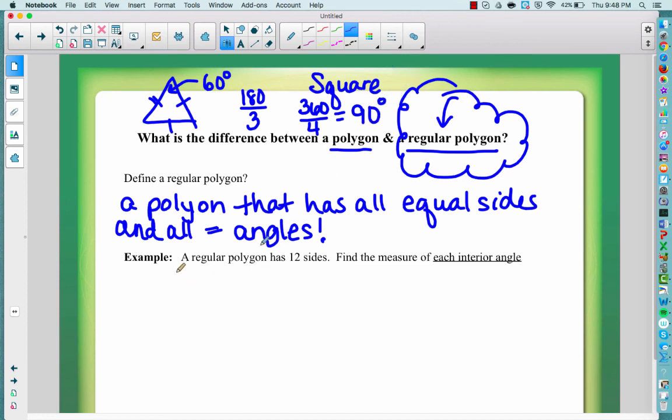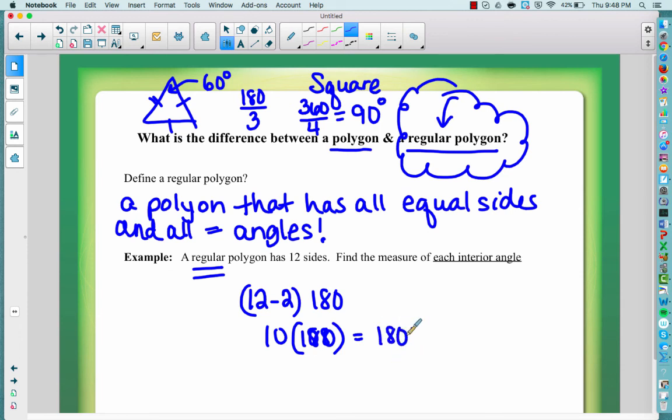Okay, so this is one way to do it. If I have a regular polygon, it can only work if it's regular. It has 12 sides. It says find the measure of each interior angle. So we can do 12 minus 2 times 180. So 10 times 180. Oops, 180, not 108. And that gives me 1,800. Now we take 1,800 and we divide it by the number of sides, which is 12. So that's going to give me 150.